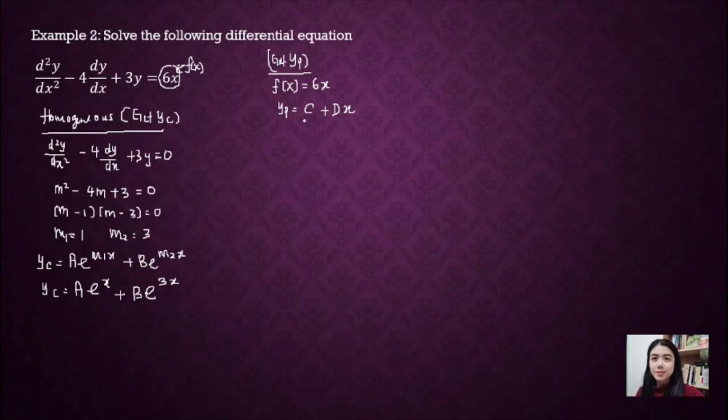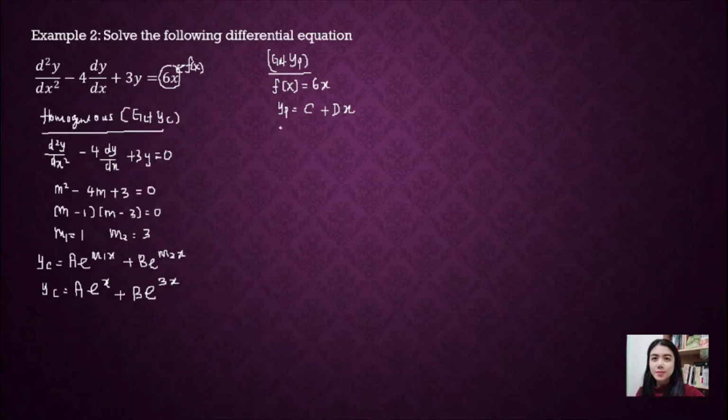Now before you continue to differentiate it, let's check the form of yp and yc. Your yc is exponential, but your yp is a linear equation. So they are different. When they are different, you do not have duplication in this case. When you do not have duplication, only then are you allowed to continue to differentiate the yp.